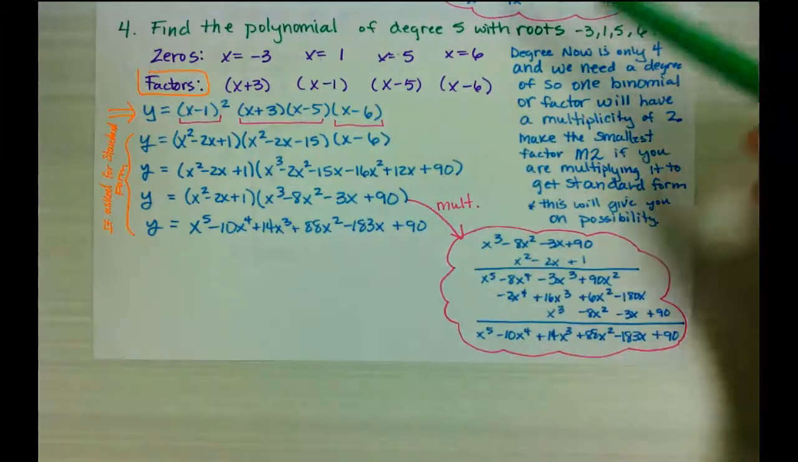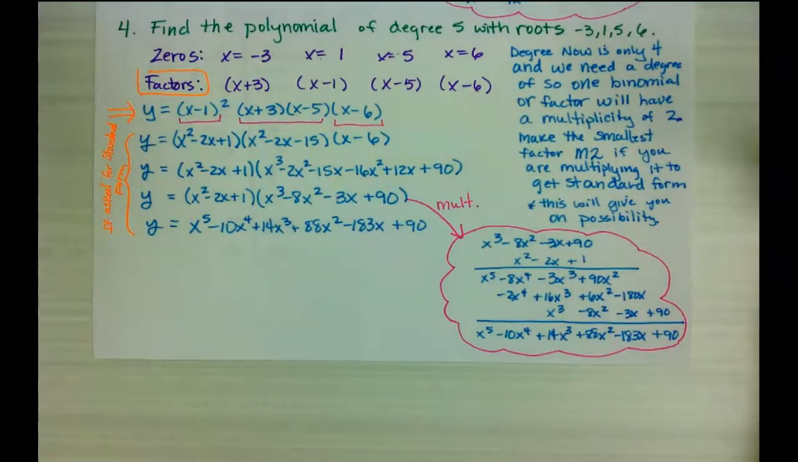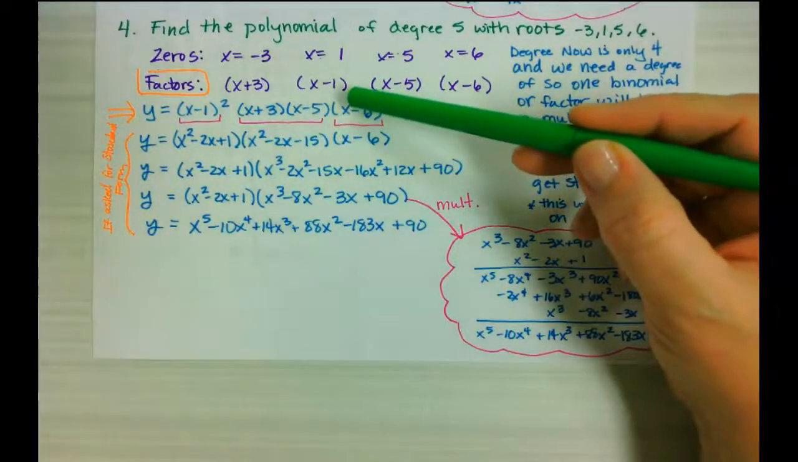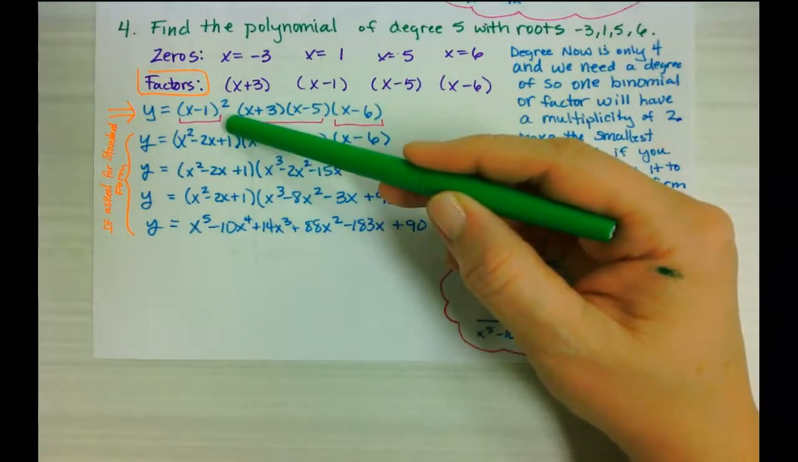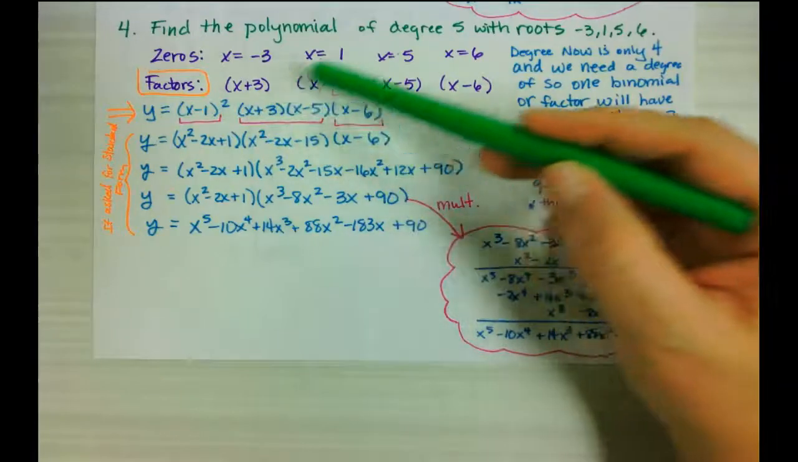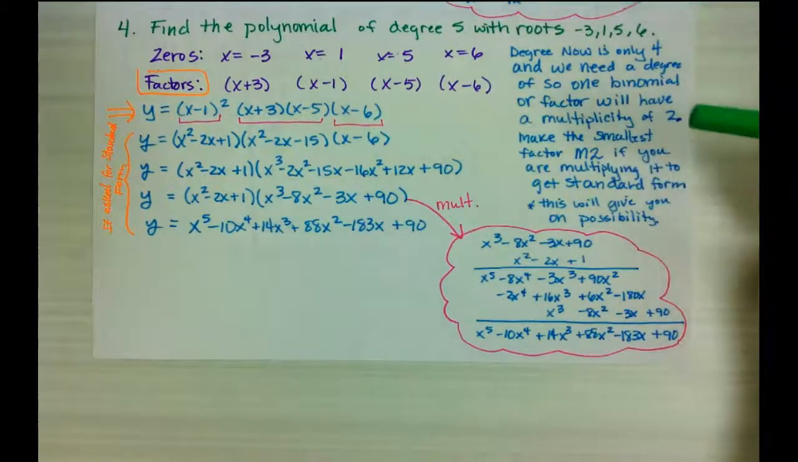However, if I add them up, 1 plus 1 plus 1 plus 1 is 4, not 5. So what I have to do to take care of this is to up the multiplicity of one of my factors. And just as a general rule of thumb, I always pick the easiest one to work with. So I'm going to come here to the x minus 1, and that's the one I'm going to make have a multiplicity of 2. So it's 2 plus 1 is 3, plus 1 is 4, plus 1 is 5. And so now I have a degree of 5.